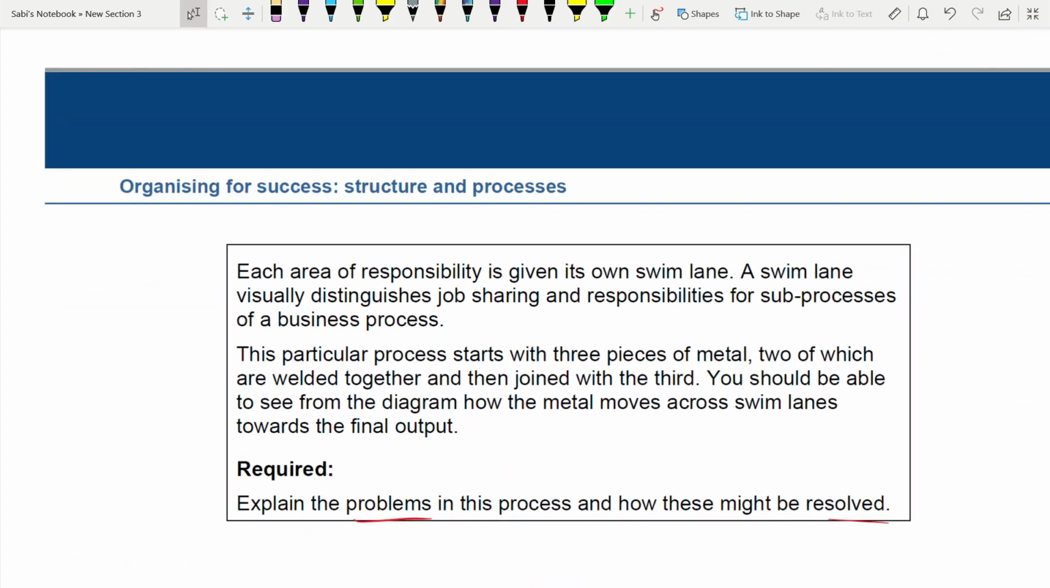Each area of responsibility is given to its own swim lane. A swim lane visually distinguishes job sharing and responsibilities for sub-processes of a business process. This particular process starts with 3 pieces of metal, 2 of which are welded together and then joined with the third. You should be able to see from the diagram how the metal moves across swim lanes towards the final output.